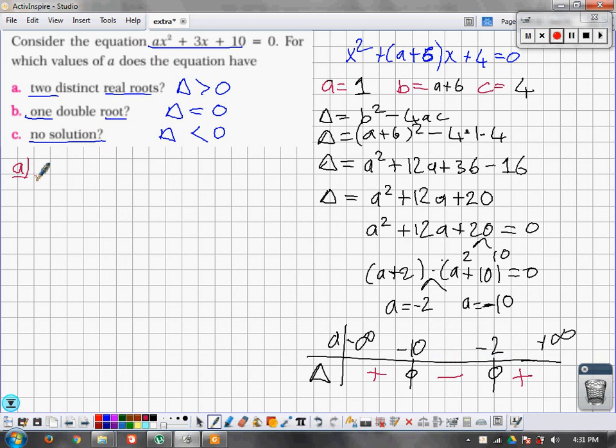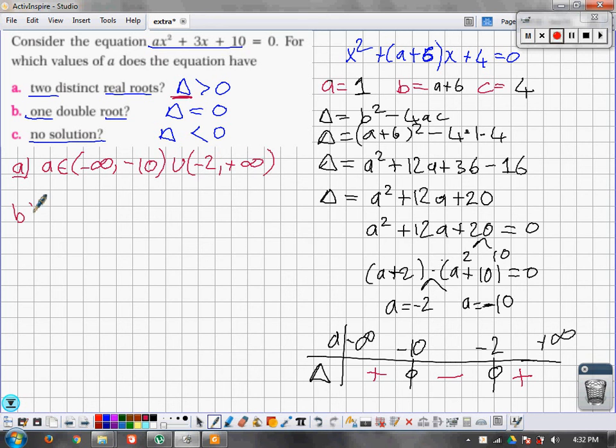For the part A, the condition is for which places it will be bigger than 0. We must write the positive places. A must be element of numbers from minus infinity until minus 10, positive. Also from minus 2 until plus infinity, positive.